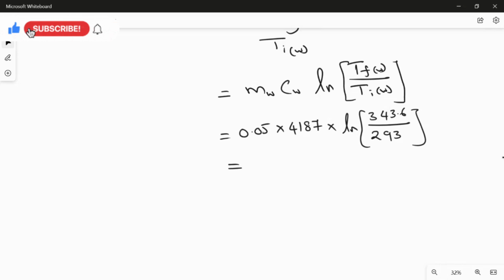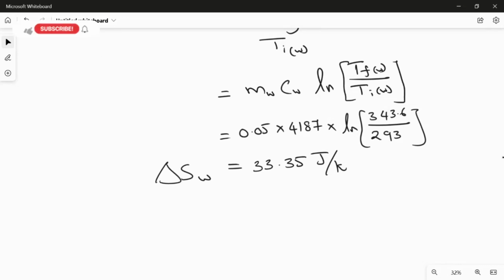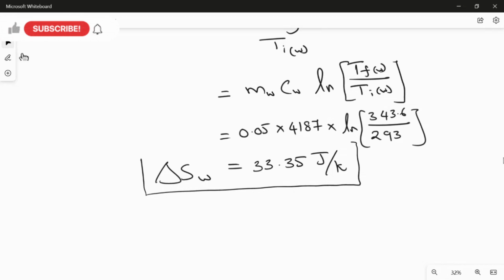So 0.05 multiplied by 4187 multiplied by natural log of 343.6 over 293. I got the answer as 33.35, and the unit for the entropy is joules per Kelvin. So this is the answer for the entropy change for the water, which is our third question, part C, right?